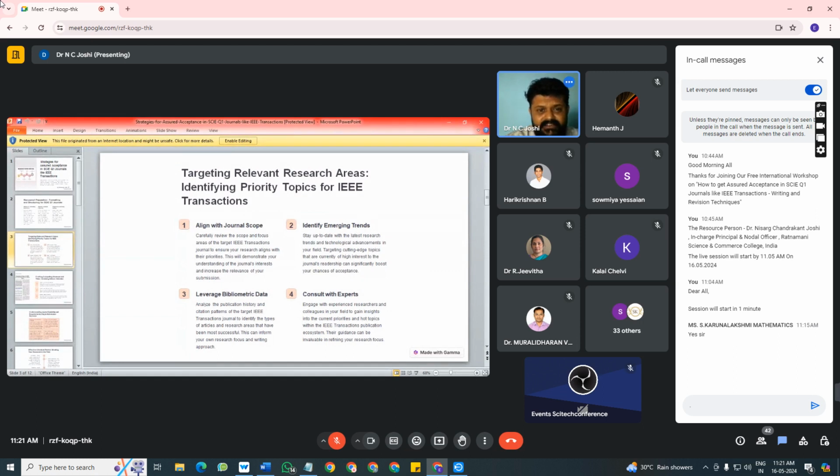Similarly, if you are doing your research work, then you have to identify priority topics of IEEE transactions. If you want to publish in IEEE transactions Q1 journals, then you have to prioritize your topics. So align with journal scope. Carefully review the scope and focus areas of target IEEE transaction journals to ensure your research aligns with their priorities. This will demonstrate your understanding of the journal's interests and increase the relevance of your submission. This is the main thing.